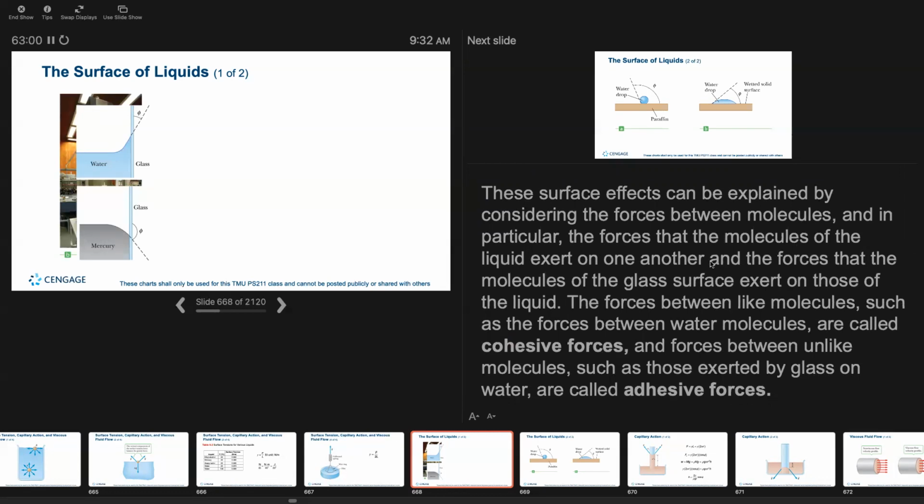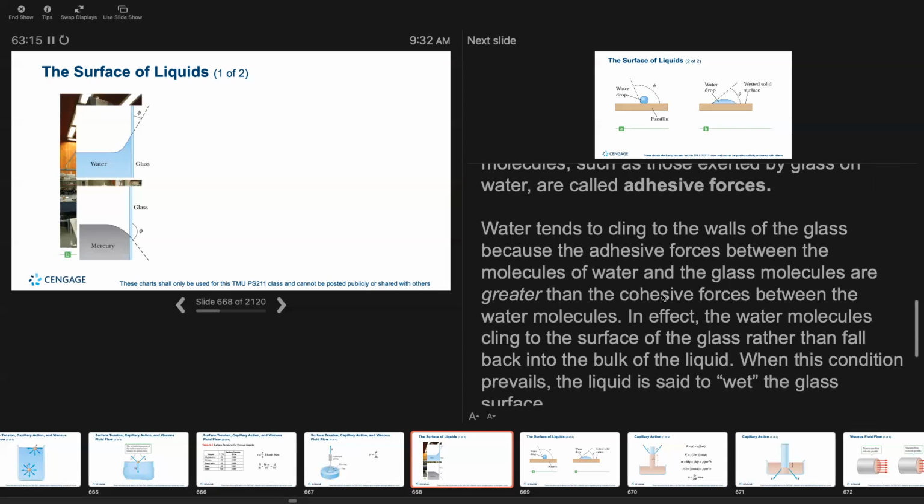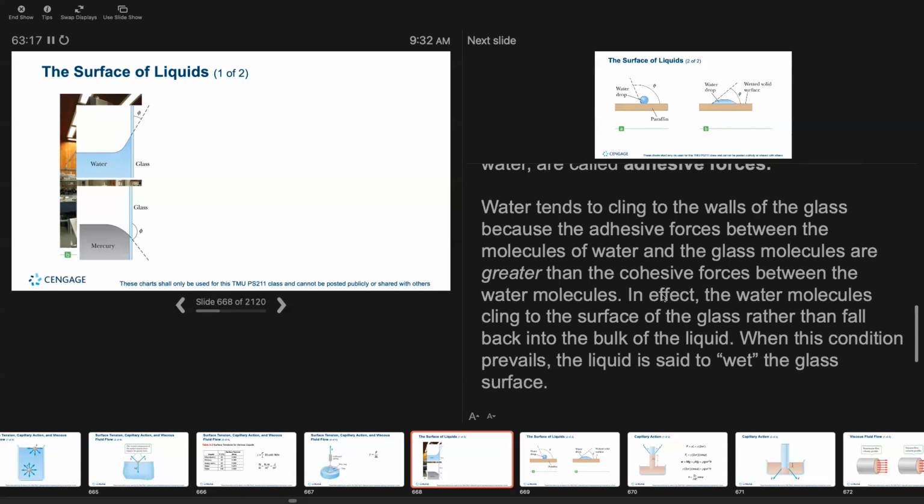The forces between like molecules, such as the forces between water molecules, are called cohesive forces, and the forces between unlike molecules, such as those exerted by a glass on the water, are called adhesive forces. Water tends to cling to the walls of the glass because the adhesive force between the molecules of water and the glass molecules is greater than the cohesive force between the water molecules.